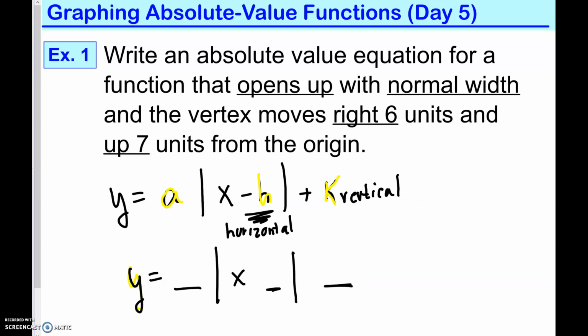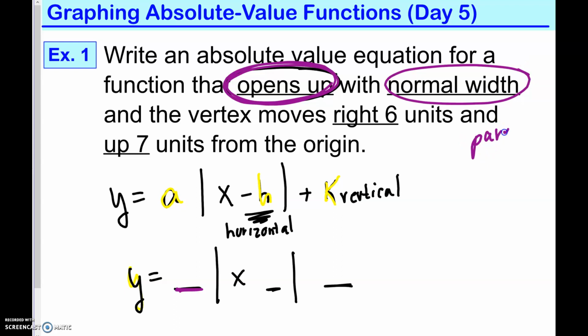So what we're going to first look at here is the fact that this graph opens up. And the fact that it is opening up tells me this number in front needs to be positive. And the fact that it has a normal width, that's saying that it is the parent function, and that parent function is just a 1. So it doesn't matter to me, but you can either put a 1 in here so that you know that you checked off and did that. If this said opening down, well, then we would have made this be negative, but it doesn't. It says up, so I need that to be positive.